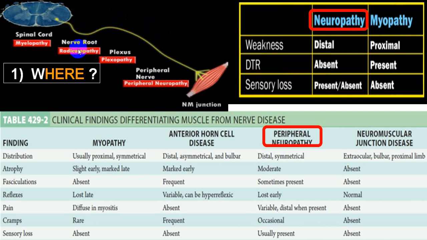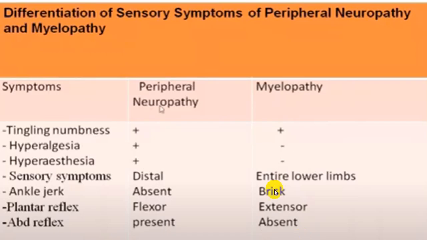When you get involvement of radiculopathy with myelopathy, we call it radiculomyelopathy. A classical example is subacute combined degeneration. So we already mentioned this particular difference between peripheral neuropathy and myelopathy. Tingling and numbness will be very common in peripheral neuropathy. Hyperalgesia and hyperesthesia are common in peripheral neuropathy, while in a myelopathy, only in the inflammatory variety might you have muscle cramps and pain. Sensory symptoms will be absent in case of a myopathy. Ankle jerk will be present in case of myopathy.